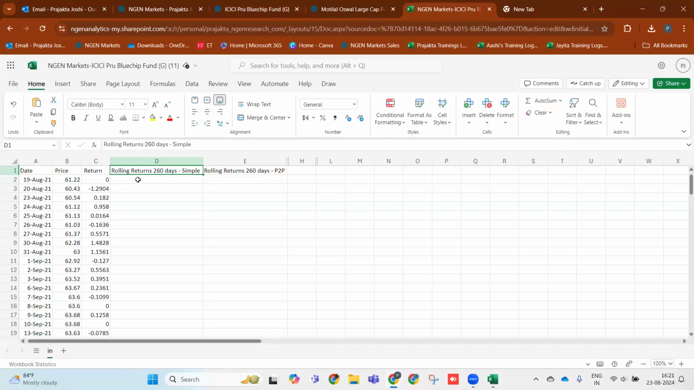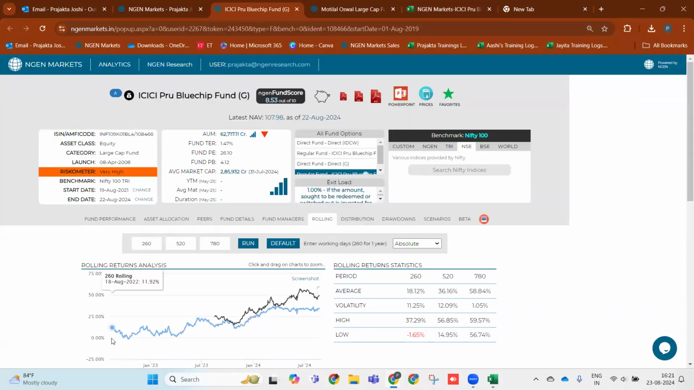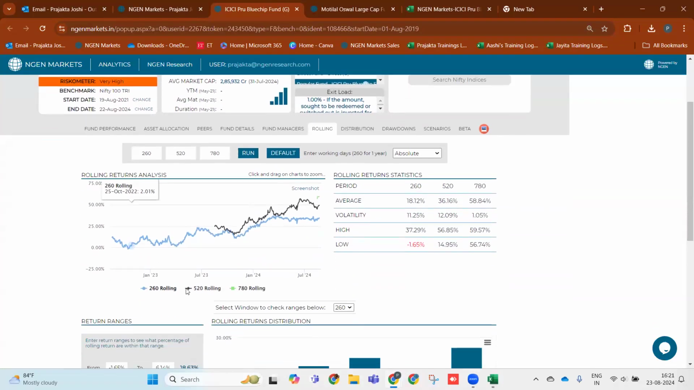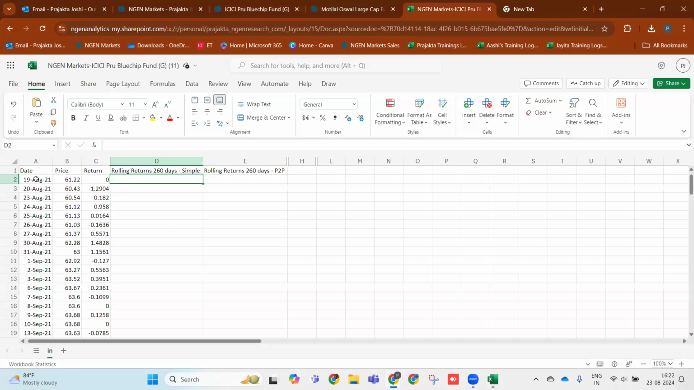So locate the first point that you see on the blue line here. Why blue line? Because blue line is representative of 260 days, that is a 1-year rolling period. The first point that you see on this line chart is 18th of August 2022. Let us locate the NAV and the return on 18th of August 2022 and the cell reference in the Excel sheet. Just remember this date, 18th of August 2022, which is exactly 260 days from the start date. We'll go into the Excel sheet and try to locate that.